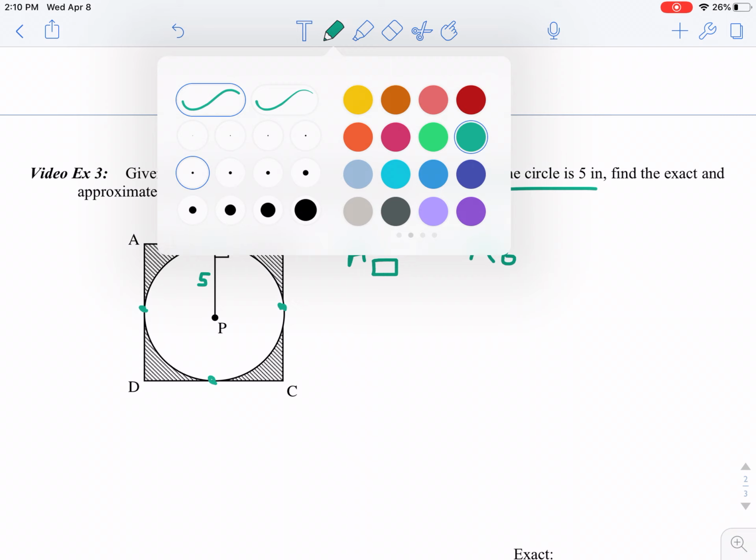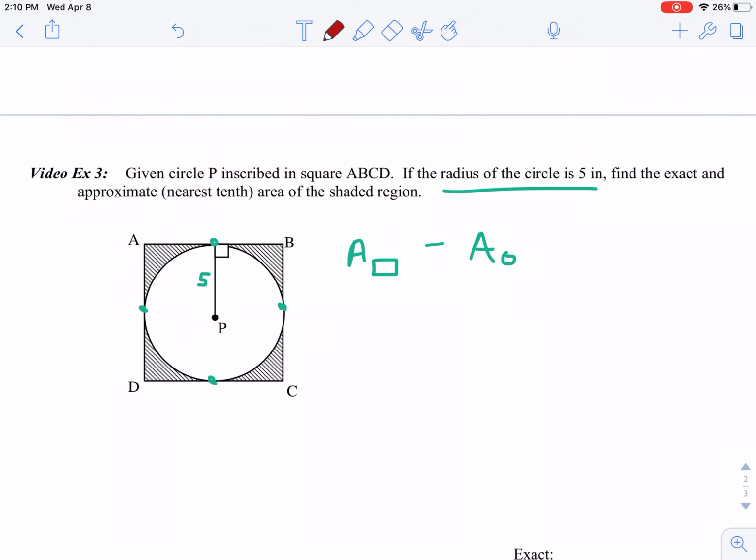So to do that, I need to find both of those things. So let's start with the circle, because I already know the radius of my circle, and I know that my formula is pi times radius squared. So I already know the area of my circle is 25 pi inches squared.